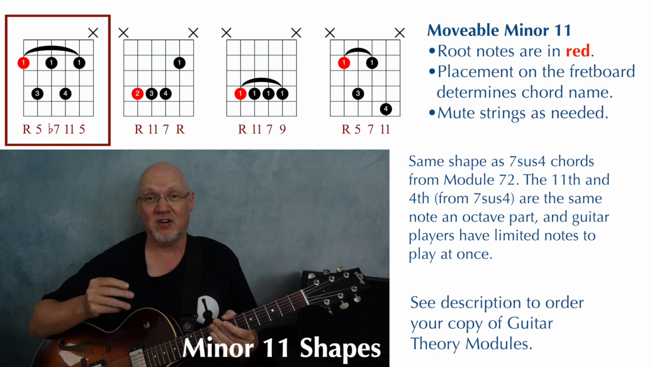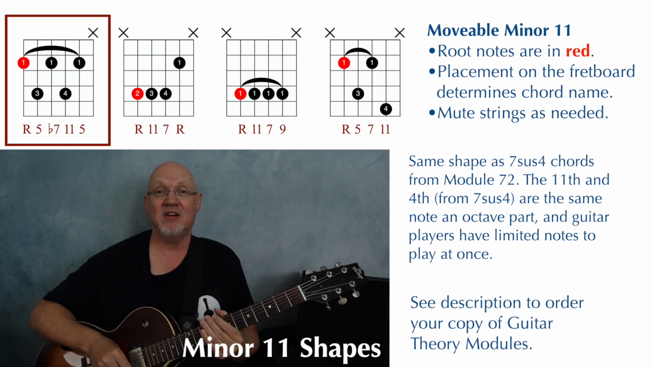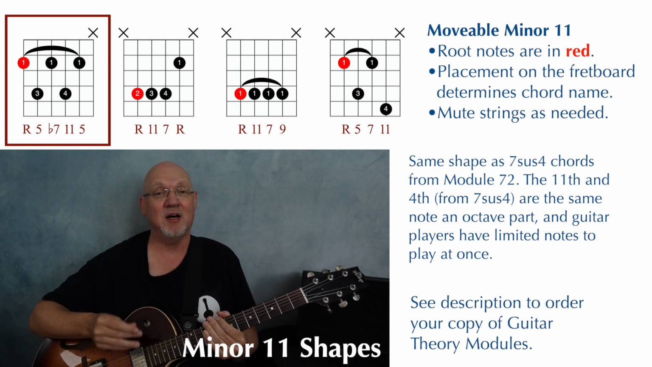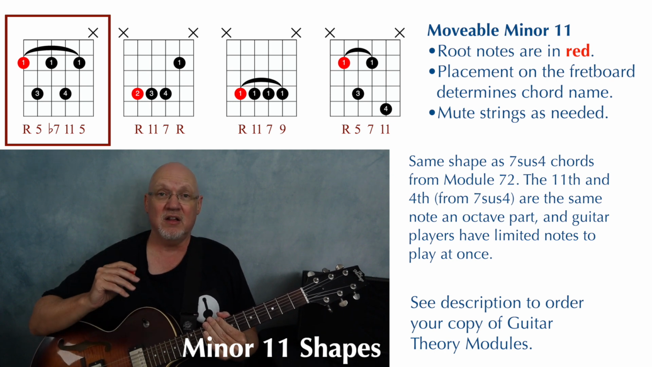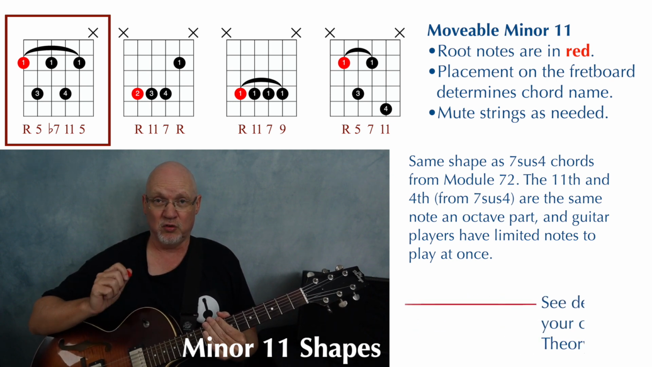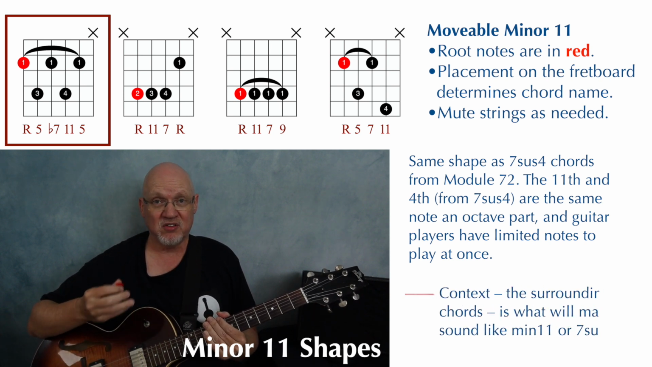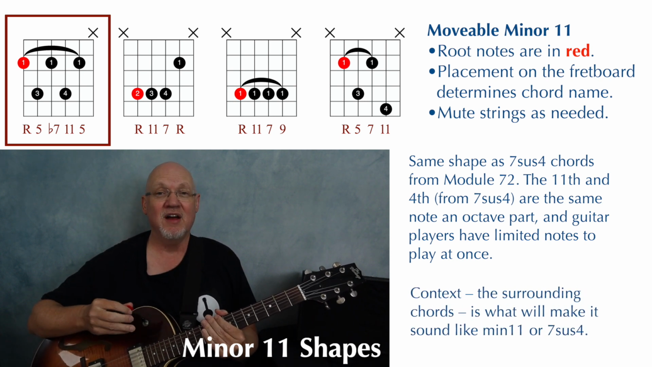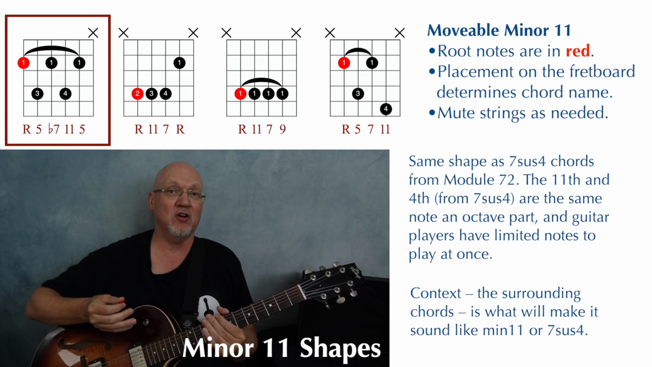And also the guitar sometimes has to compromise a little bit. We have a limited number of strings, limited number of fingers, so a limited number of notes. What we have to do sometimes is take notes out, leave certain notes in, the notes that are really important in the chord. And what will make this chord perceived as a minor 11 chord versus a 7 sus4 chord will be context, the chords that are around it.